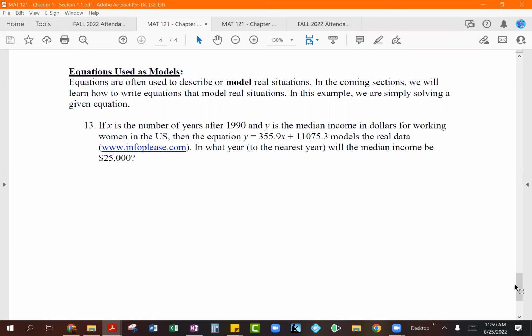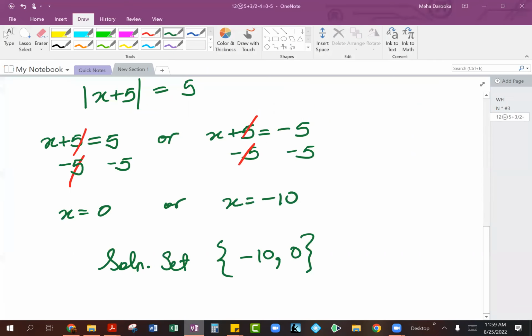So any ideas how we would go about finding the year? Would you put the 25,000 into the Y and then find out what X is? Very nice, yeah, because they're telling us Y represents the median income. 25,000 is the median income, so you're putting that for Y, and since X represents the number of years, you're solving for X. All right, so let's take a look at what this will come out to be.